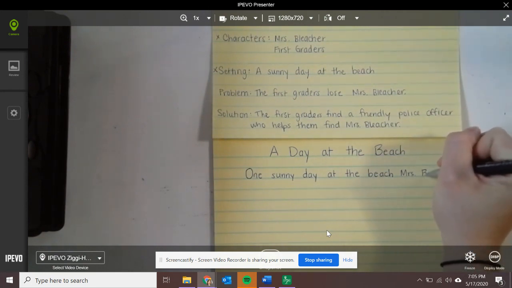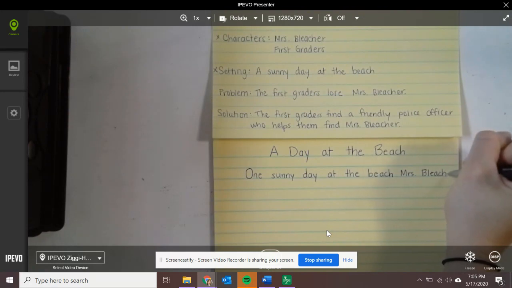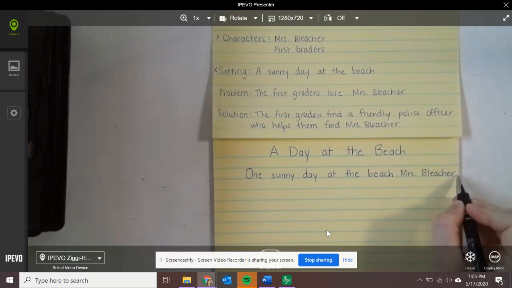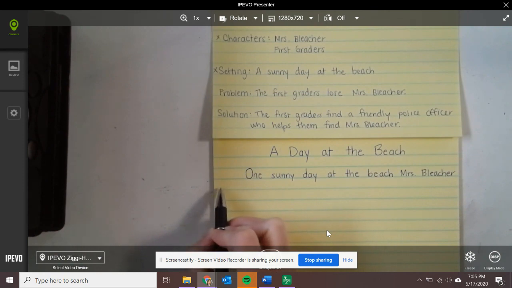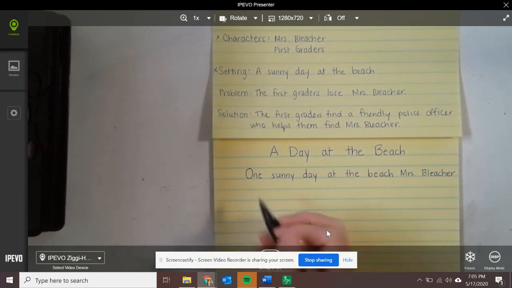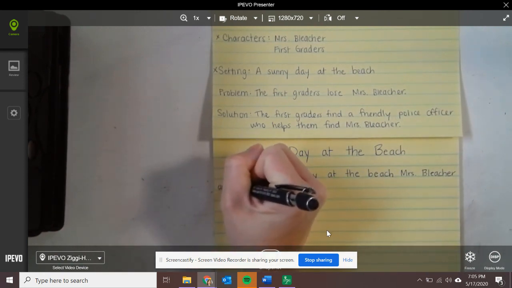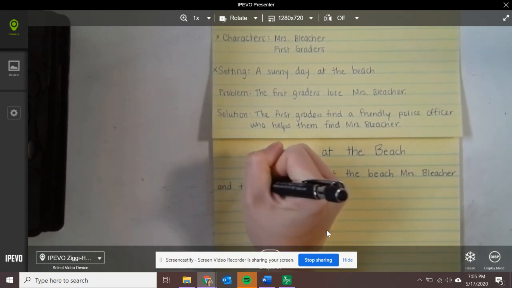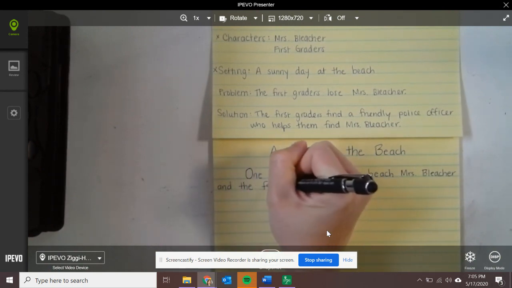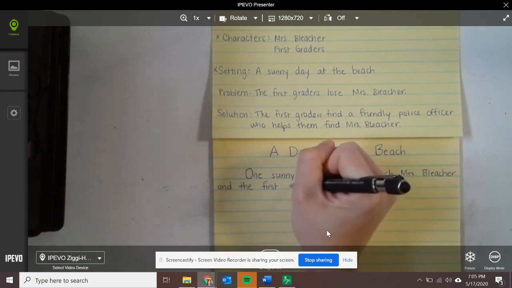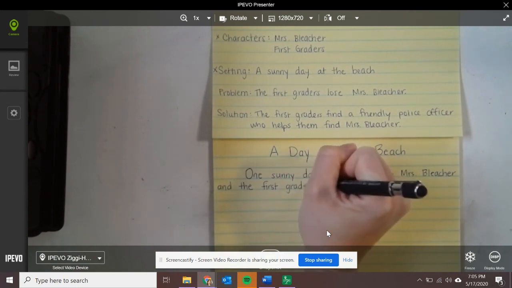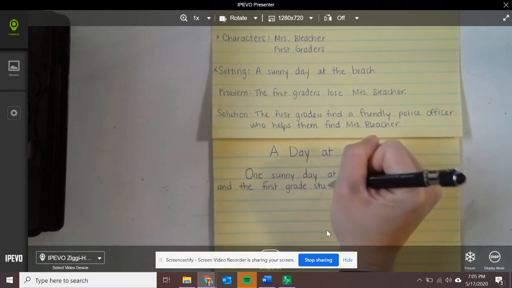Mrs. Bleacher, and I ran out of room here on the end. So for my next word, and, because I'm going to write and the first grade students, I'm going to come down to the next line and I'm going to go all the way back over to the end. And the first grade students.